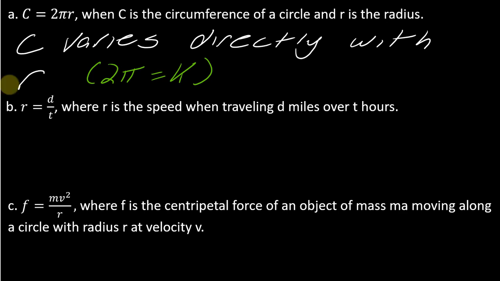Okay, so next, r equals d over t, where r is the speed when traveling d miles over t hours. Now in this case, we have two variables, so we need to represent both of these in our variation. So first of all, where do we start? We start with r varies, since it's r equals. Now, since both letters matter in this variation equation, we're going to say that it varies directly as d. That's how it would end up on top.